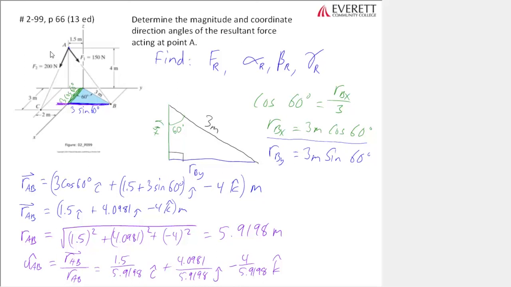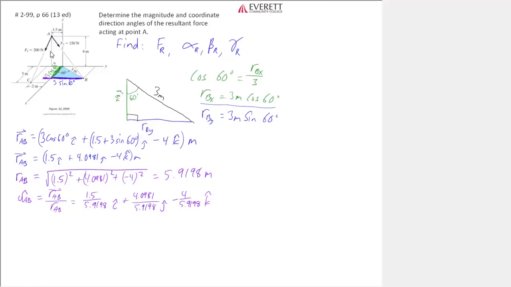Why did I do that? What's the purpose of doing that? Perfect. We're turning into a unit vector. We're getting rid of those meters, throwing the meters out, saying, I just want the direction, not the magnitude. Now I have a unit vector. What's going to be my next step? Multiply it by F1. Very good.